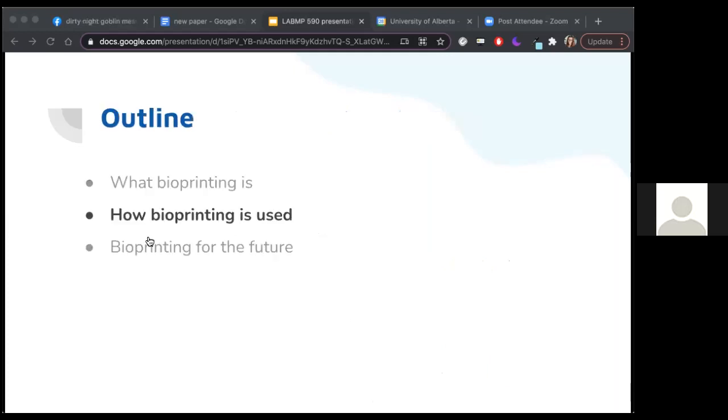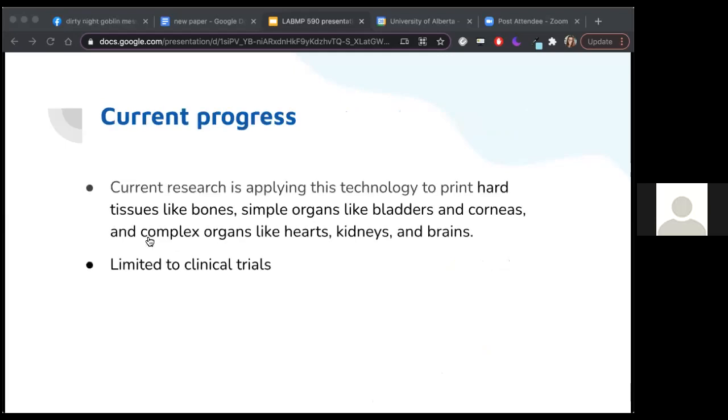And now we will move on to how bioprinting is used. So current research is applying this technology to print hard tissues like bone, simple organs like bladders and corneas, and complex organs like hearts, kidneys, and brains. Transplantation of 3D printed organs is still limited to clinical trials, and no mainstream options are available on the market yet.